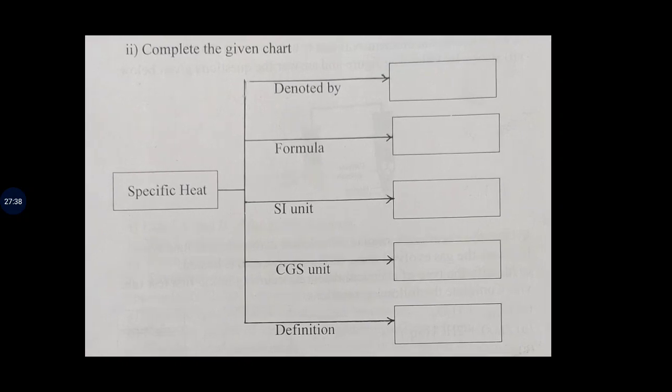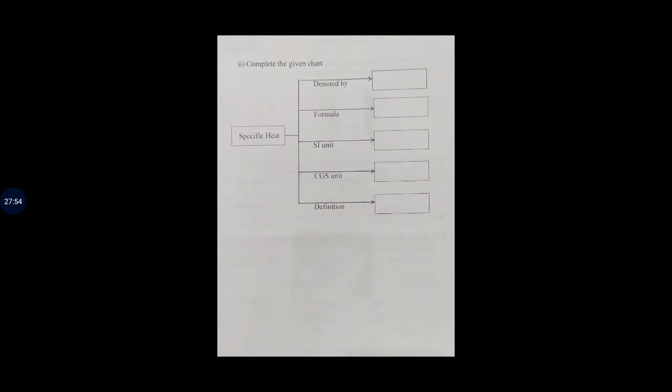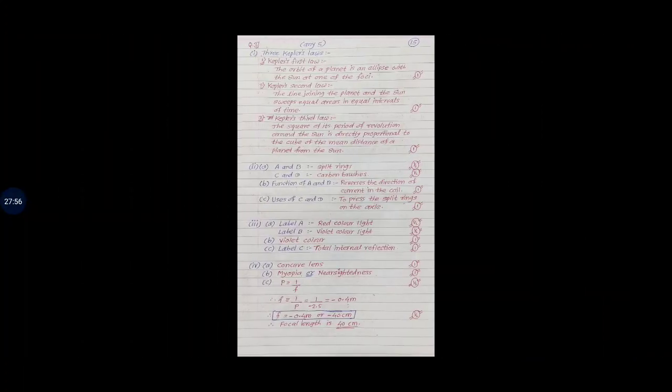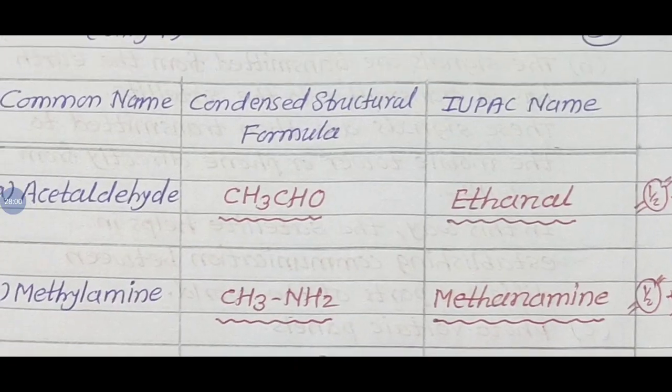Specific heat. Specific heat is denoted by what? That you write in the first box. In the second one, write down the formula. In the third box, write down the SI unit. Next one, CGS unit. And write the definition of specific heat in the last box. So I will show the answer of these last 2 questions. Check that. Question number 4.